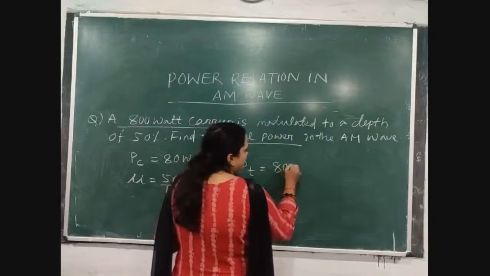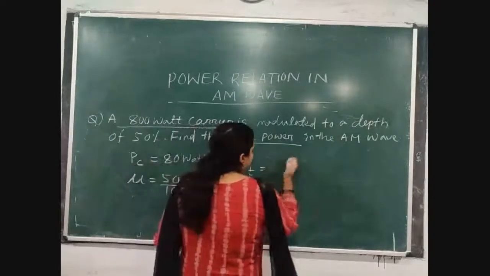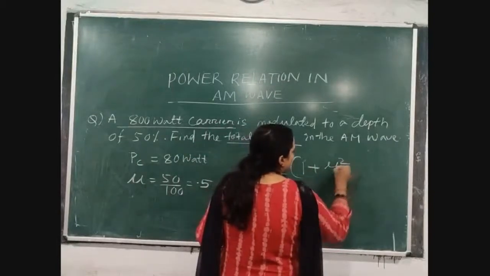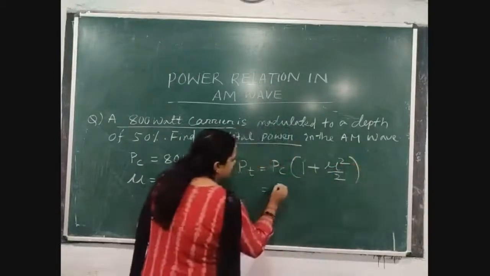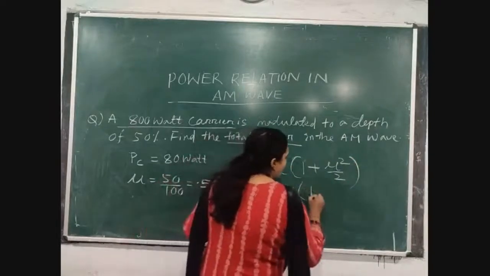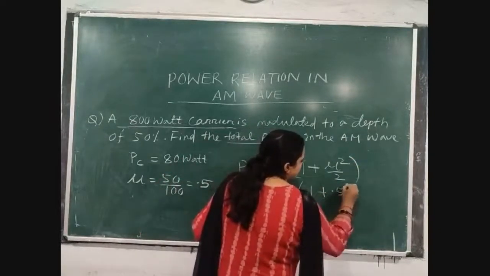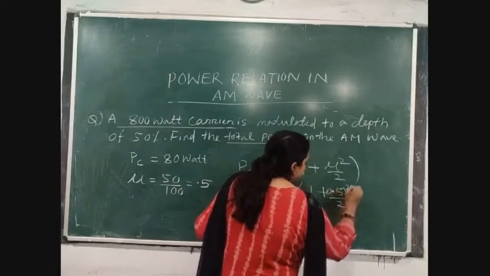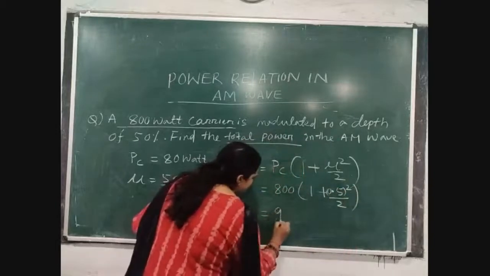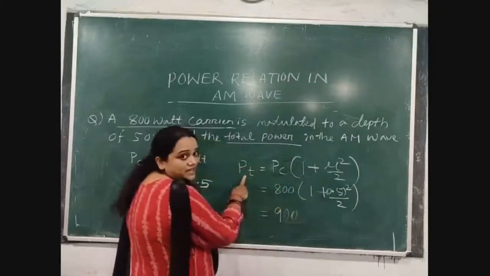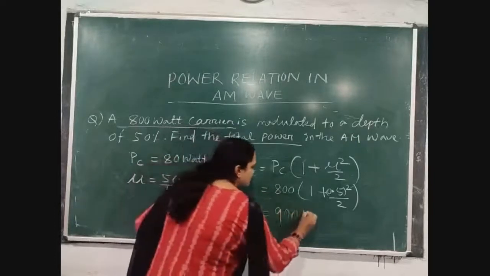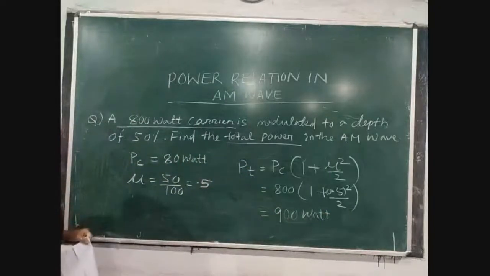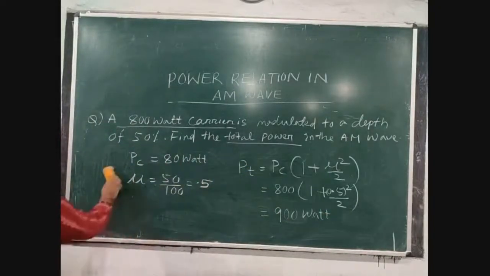Then we can easily get the total power, that is PT. So 800 in place of PC. The equation is PC into 1 plus mu square by 2. So in place of PC it is 800, 1 plus mu value is 0.5 square by 2. After solving this we get 900, and as we calculate the power, the unit is watt. A simple problem. Another problem we solve.